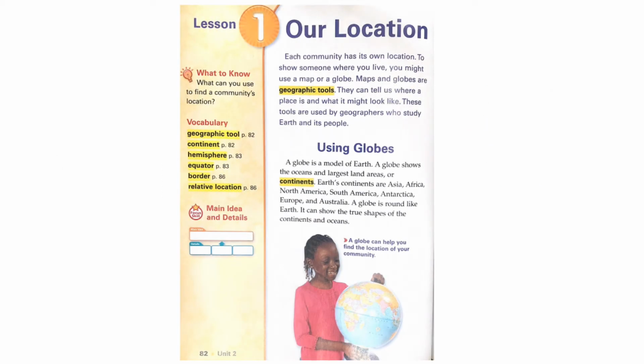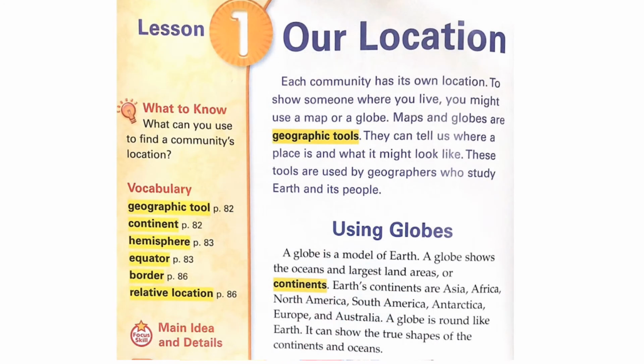Now, this is lesson 1, chapter 3. Let's start reading Our Location. And I'm going to skim through the most important highlighted words here, and you can always pause this video and read it yourself. But before we do that, let's look at the opening sentence. Each community has its own location, of course.